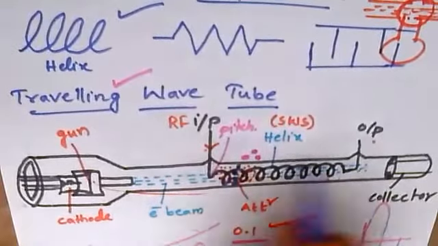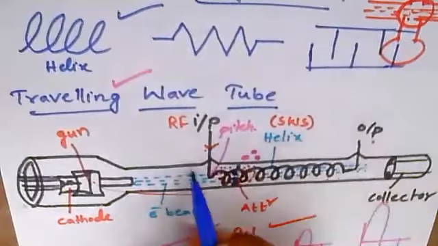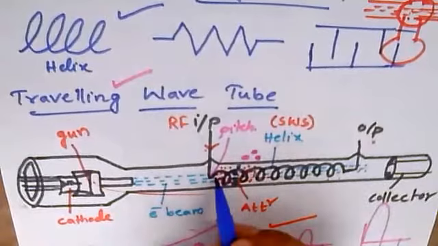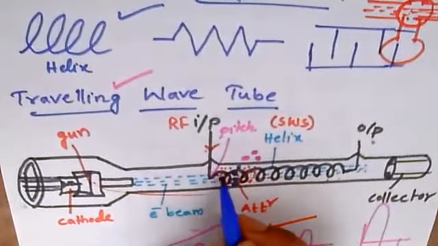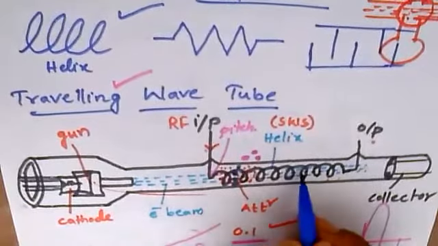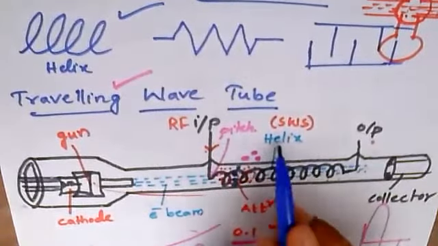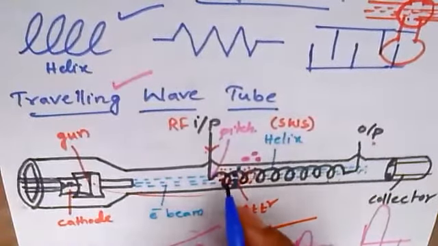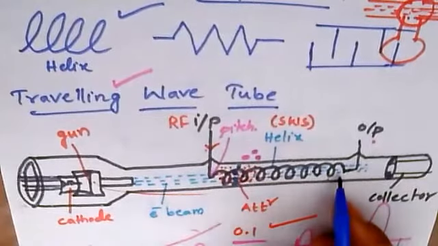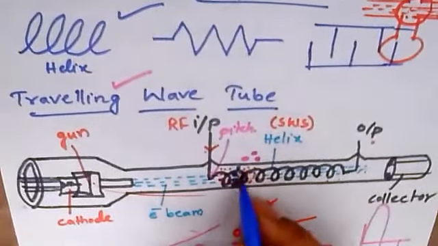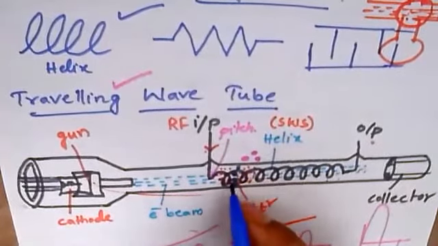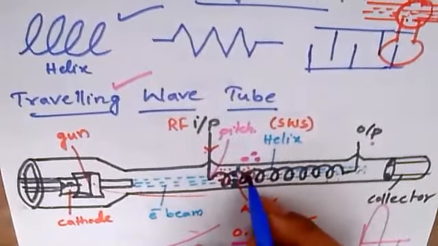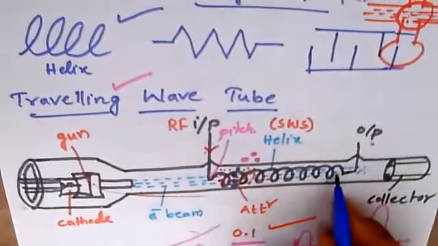Here you can see that there are two extensions at this particular point and at this particular point. From this, a helix structure is being supported. This helix structure, as shown, acts as a slow wave structure, where the electron beam is made to move within this helical structure. So this will avoid causing any deviation to the electron beam. To avoid that dispersion of the electron beam, this slow wave structure is used.